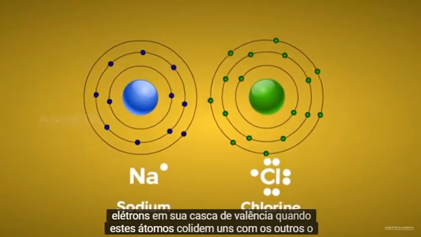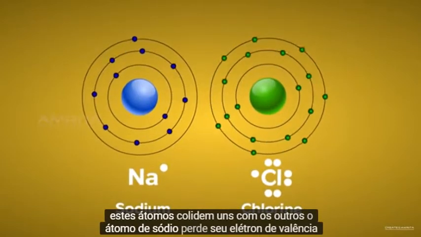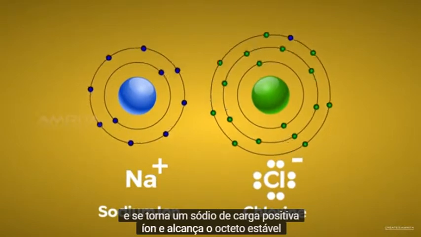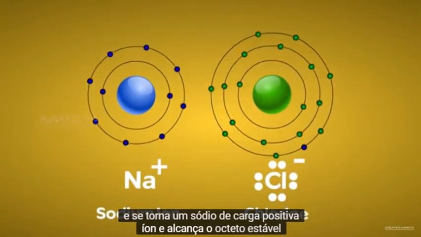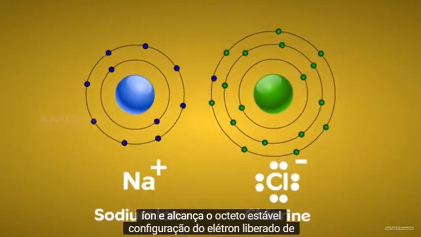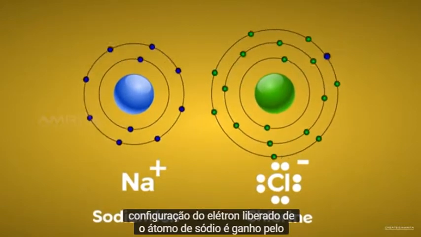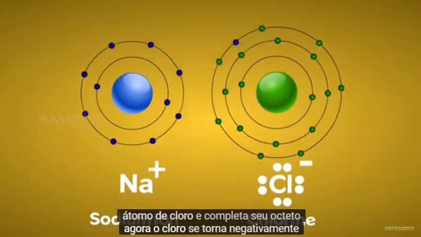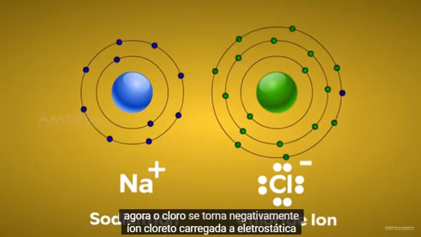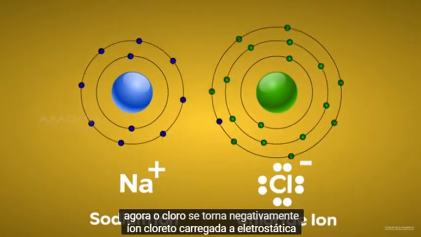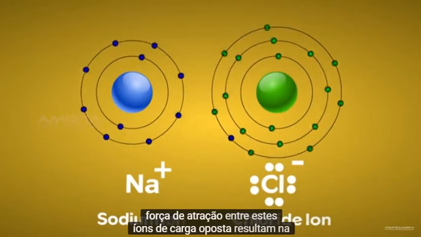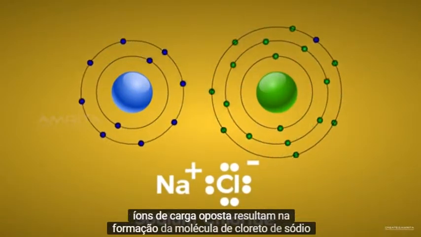When these atoms collide with each other, the sodium atom loses its valence electron and becomes a positively charged sodium ion and attains stable octet configuration. The electron released from the sodium atom is gained by the chlorine atom and completes its octet. Now chlorine becomes a negatively charged chloride ion. The electrostatic force of attraction between these oppositely charged ions results in the formation of sodium chloride molecule.